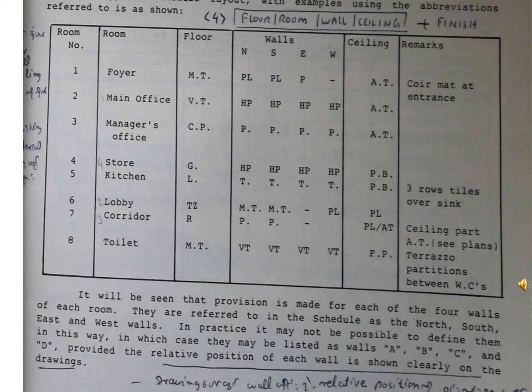So the finish has to be applied for the supplier, main office, manager office, store, kitchen, lobby, corridor, toilet. Those are the rooms, and their floor, wall and ceiling finish need to be indicated.